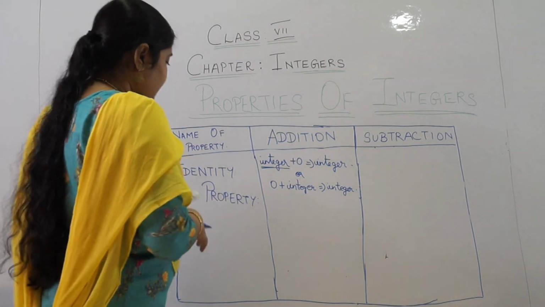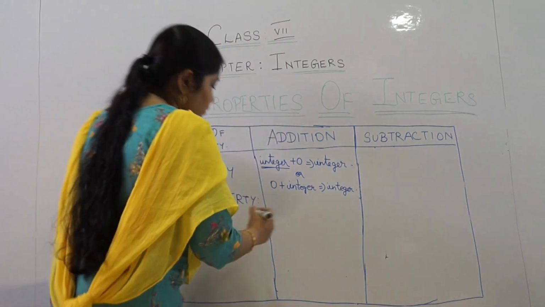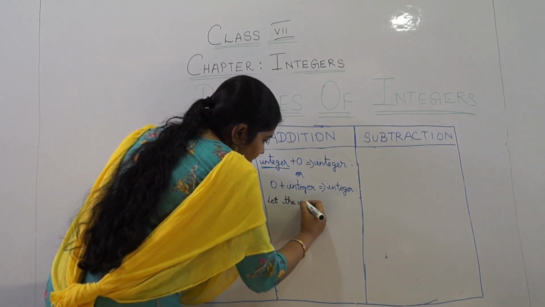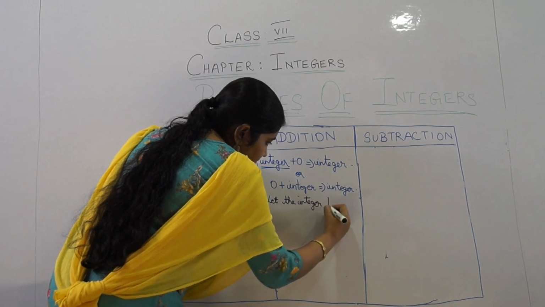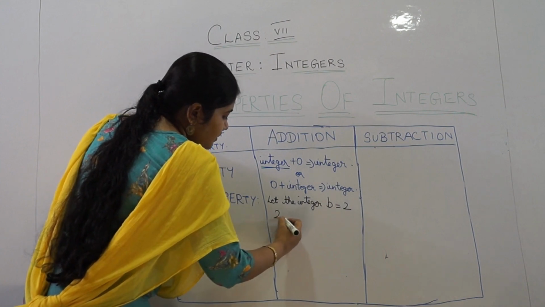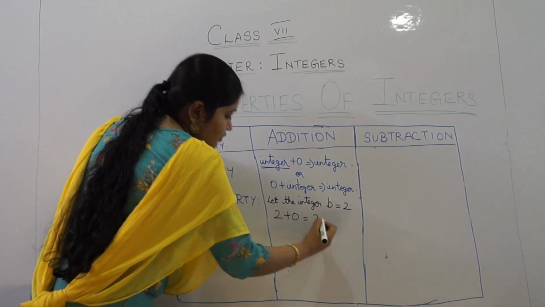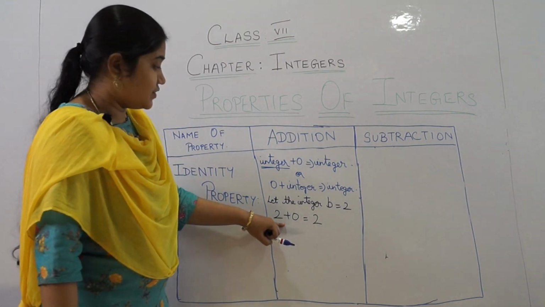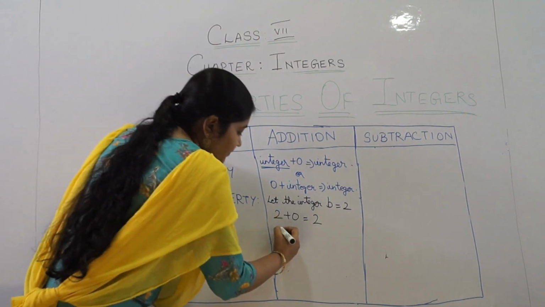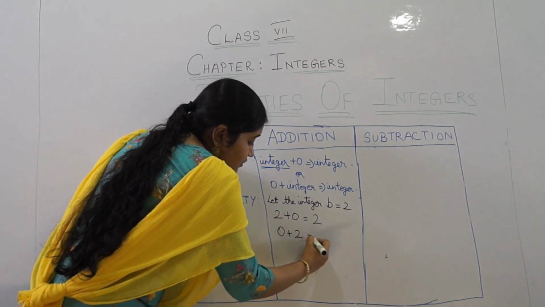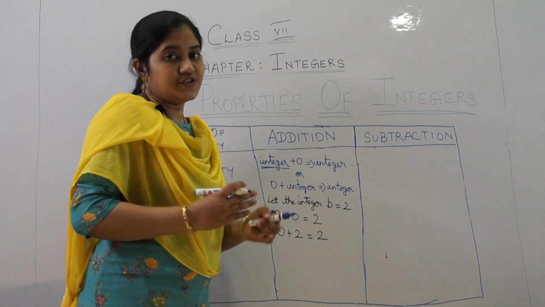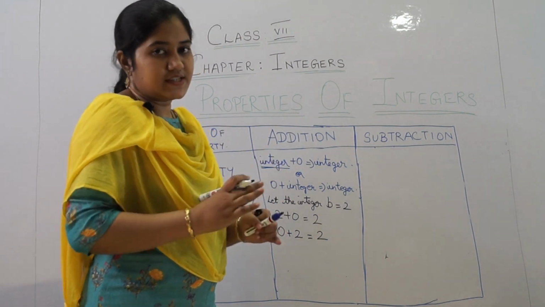Now let's check if this identity property holds good in addition. Let the integer be 2. Suppose my integer is 2, what is 2 plus 0? It is 2. So my integer does not change. The answer is just the integer itself. Now vice versa, 0 plus 2 is also equal to 2. So wherever the 0 is, when you add a 0 to the integer, the result is the integer itself.